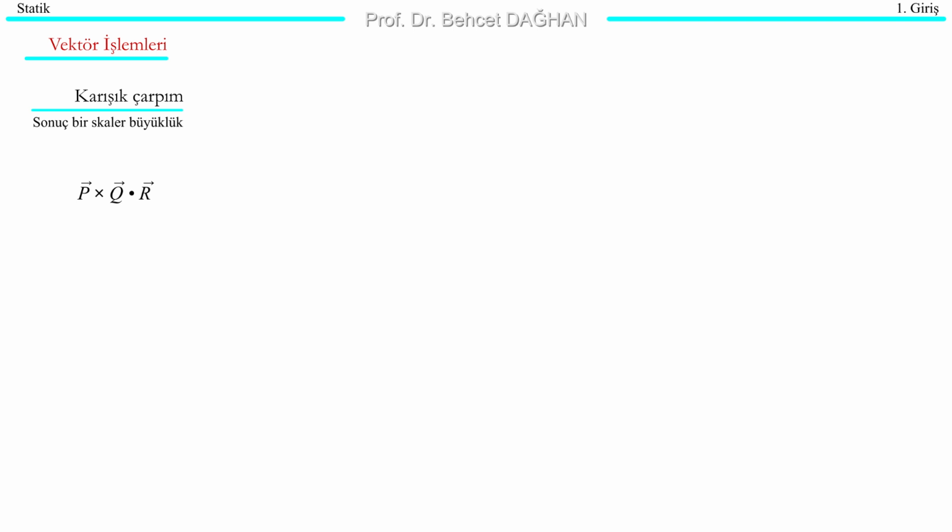We can't perform the dot product first, because when we multiply q by r by the dot product, the result is a scalar. If we multiply q by r by the dot product, we can't multiply p by the resulting scalar by the cross product. Therefore, there's no need for parentheses here.